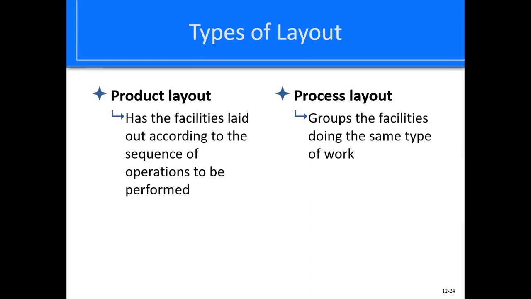The process layout is they put the similar type of work together. So it's like in our school cafeteria, they put the Italian, the pizza, the spaghetti in one area, and then one area to do sushi, and then one area is hamburger, fries. So the similar type of work together. That's the process layout.